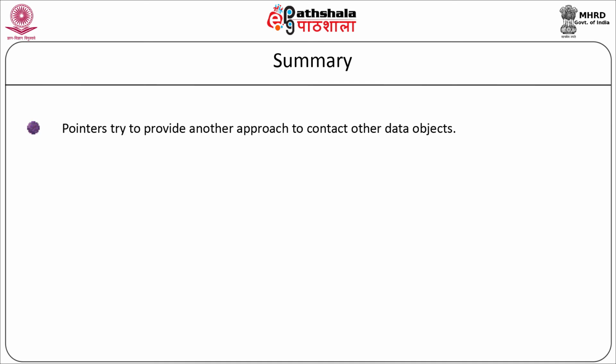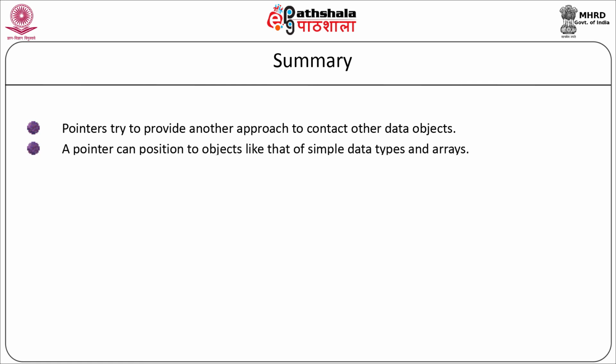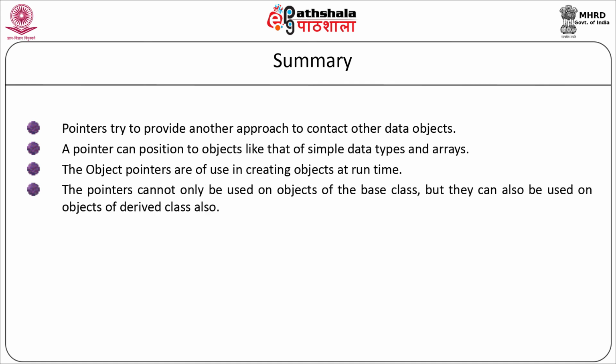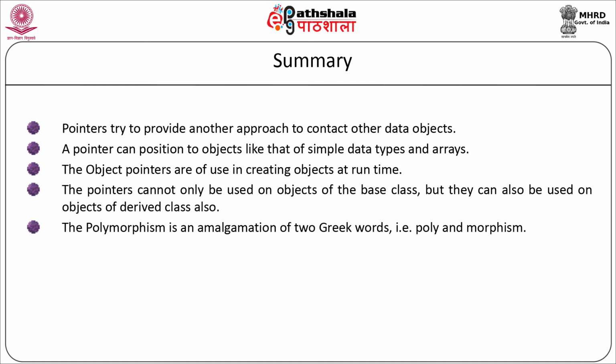Pointers provide another approach to access data objects. A pointer can point to objects like that of simple data types and arrays. Object pointers are used in creating objects at runtime. Pointers can be used not only with objects of the base class, but also with objects of the derived class. Polymorphism is a Greek word which means poly and morphism.